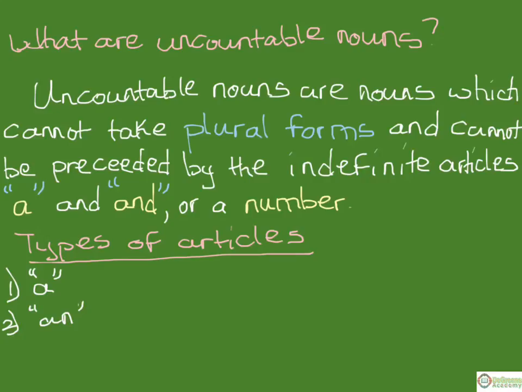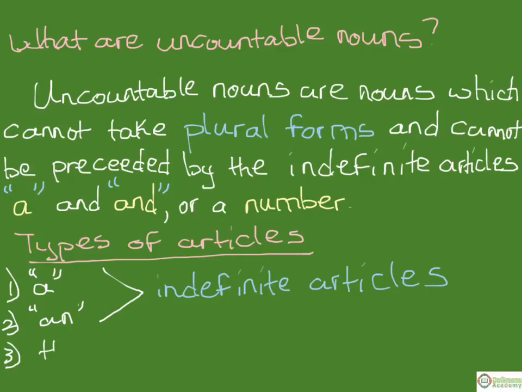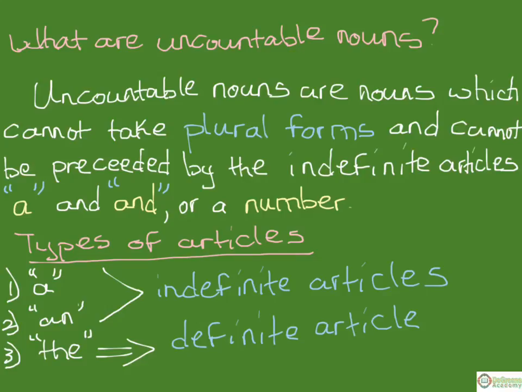We have a, we have an. These two are what can be referred to as the indefinite articles. We have the third one, which is the. This one is what can be referred to as the definite article. And so in our lesson of today, we're looking at uncountable nouns with the definite article the.